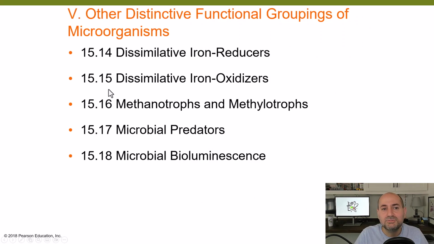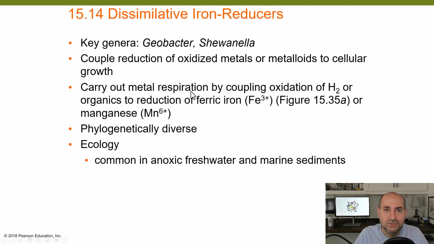And moving on, let's move on to functional types that involve iron, methane, and other types of functional groups later on as well. So what are these functional groups here? These are called the Dissimilative Iron-Reducers. What does reduce mean? So always break it down at the beginning, right? So what is an iron reducer? It means that you give electrons to iron, right?